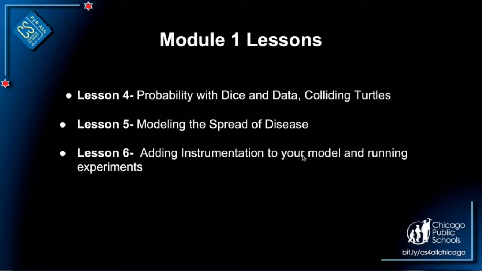And so students are able to create slider bars where they determine the probability of somebody getting sick or of the probability of somebody getting healthy with Colliding Turtles. For Model 5, you are going to be modeling the spread of disease.